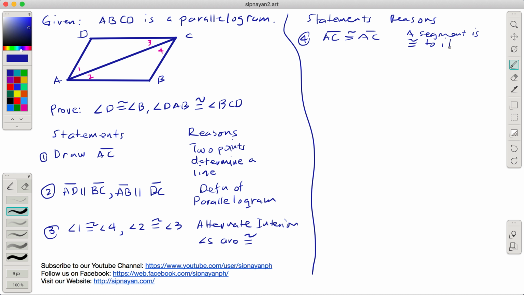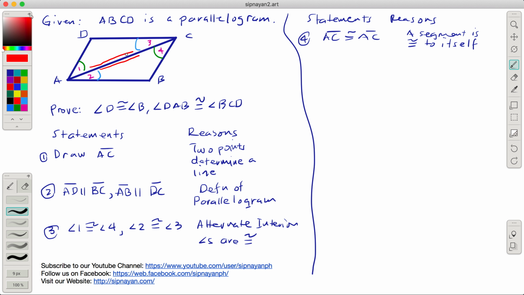to itself. This is the reflexive property of congruence, no? And ano nang alam natin ngayon? Notice that, lagyan natin ng kulay para this angle is congruent to this angle. Tapos, what else? This angle is congruent to this angle. And of course, the segment itself. The segment is congruent to itself. Ano napapansin nyo? Angle, side, angle.